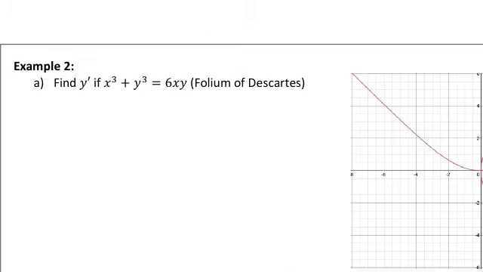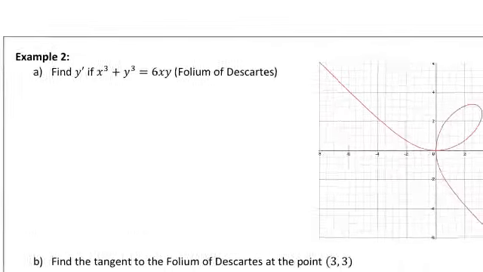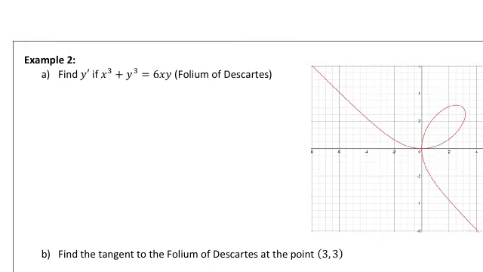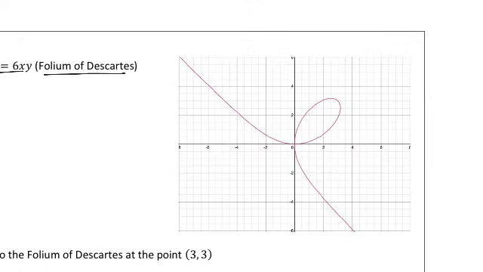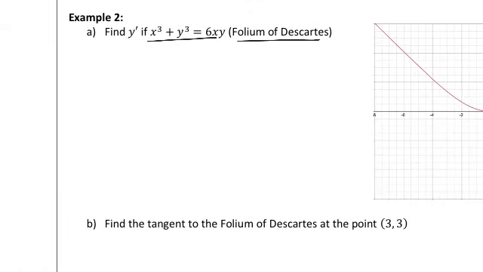Okay, so let's do another example now. This is a more interesting implicit equation, x cubed plus y cubed equals 6xy. It's called the folium of Descartes. It's this funky curve right here. And so let's find dy/dx. I'm going to use y prime notation here. I could use dy/dx if I wanted.